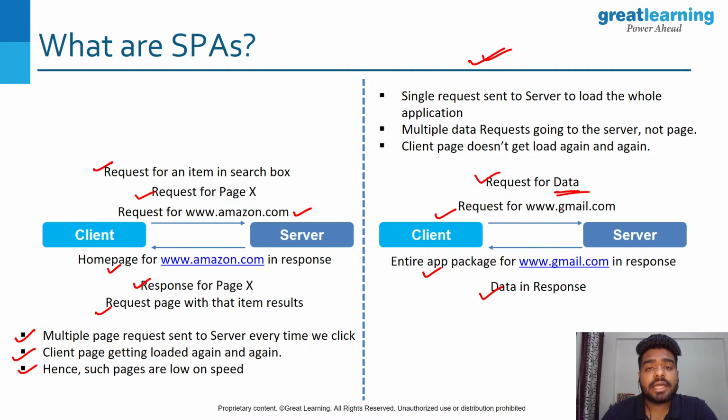This is where SPAs or single page applications are really good to use. A single request is sent to the server to load the whole application. Multiple data requests go to the server, not pages. In a multiple page application, multiple pages were going. The client page does not get loaded again and again, right? So these are the points which make your web page very efficient when you're using a single page application.